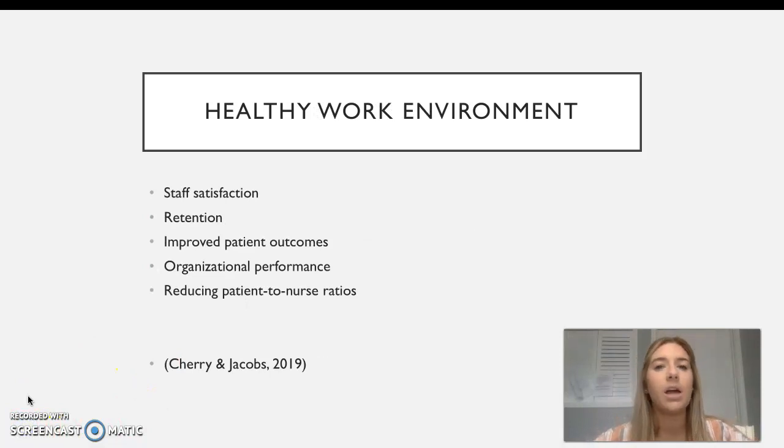Things that must happen to have a healthy work environment are critical. Employers must direct their attention to improving the workplace, not only for the patients, but also for the staff. A healthy work environment can have a positive impact on staff satisfaction, staff retention, improved patient outcomes, and organizational performance. Reducing patient to nurse ratios can also improve the outcomes.